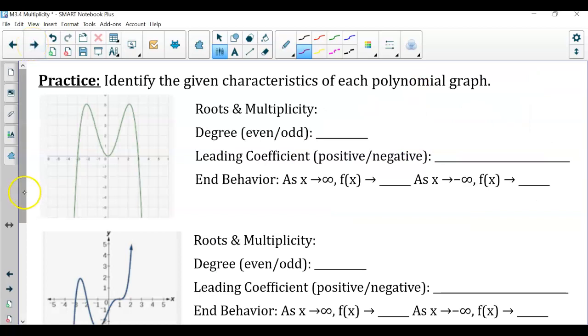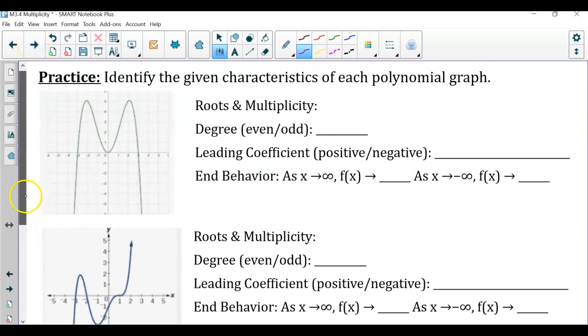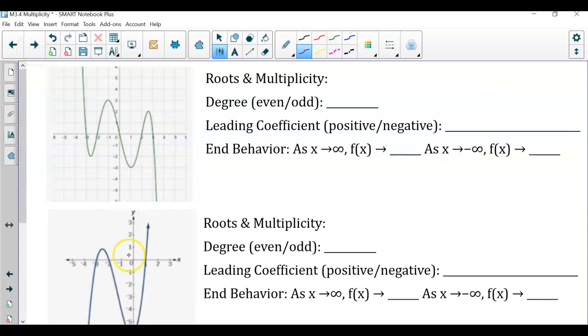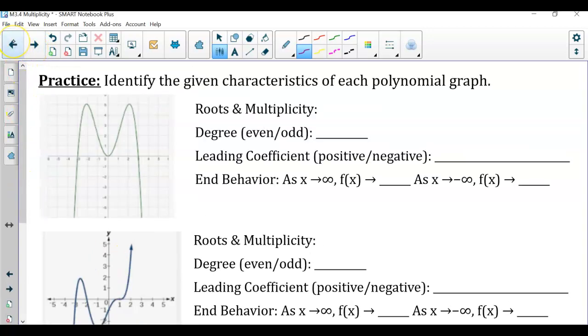Then we had some practice problems for you in the notes. So there were these two and these two, so same thing. So go ahead, pause the video, try these practice problems and let's see how you do.